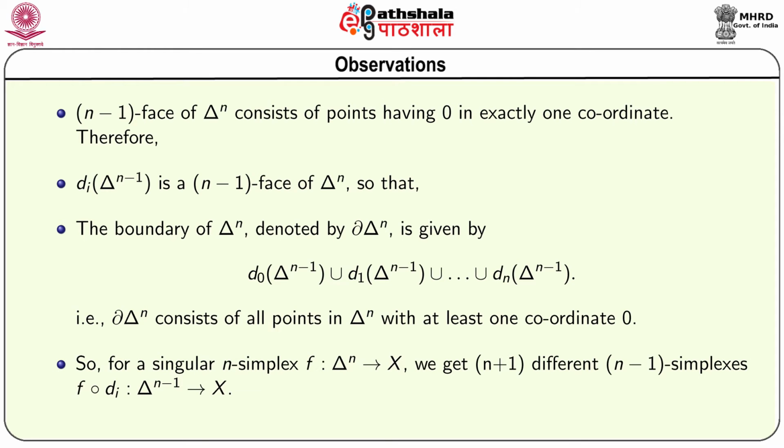So, for a singular n-simplex f from Δn to X, we get n+1 different (n−1)-simplexes, and the simplexes are f∘di from Δn−1 to X for i equal to 0 to n. So far, we have developed the required tools for construction of homology groups for a topological space X. Now, we see how we can define homology groups for a topological space without asking for its simplicial structure.